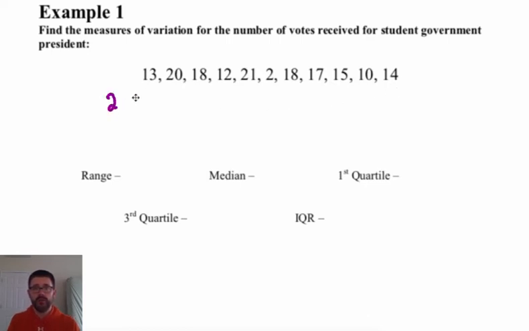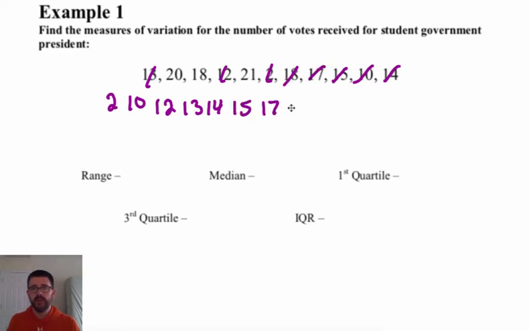I have 2, 10, 12, 13, 14. And then I have 15, 17, 18. And I have another 18.